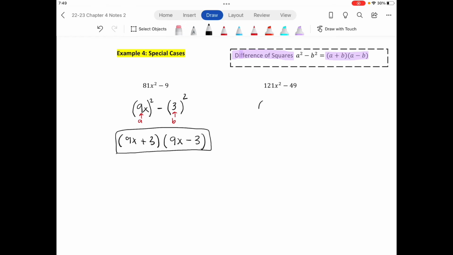On the next example, ask yourself, what number squared gets you 121? And what number squared gets you 49? Pause the video and finish the rest of this on your own.